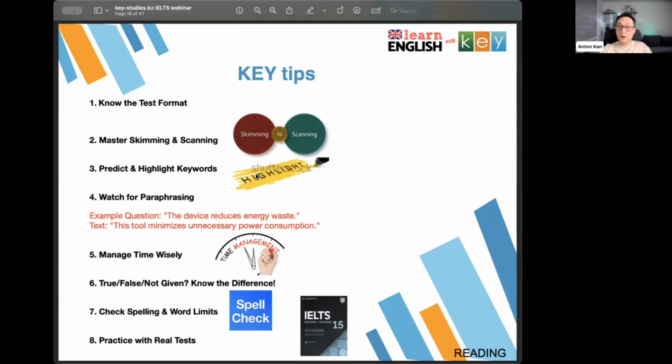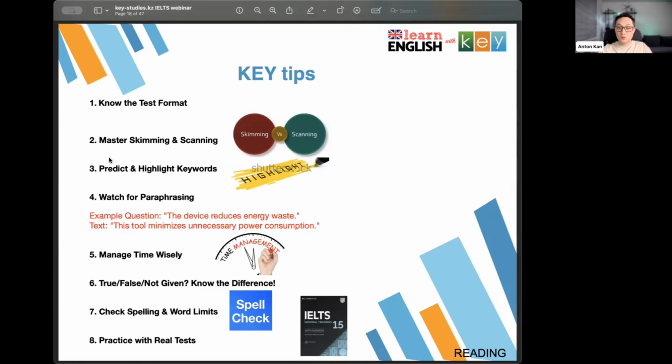Please remember that for academic IELTS, you're going to have 3 long texts, which can be descriptive, analytical, or academic. For general training, you might have from 4 to 6 shorter texts, which can be ads, notices, workplace documents, magazine articles, and many others.